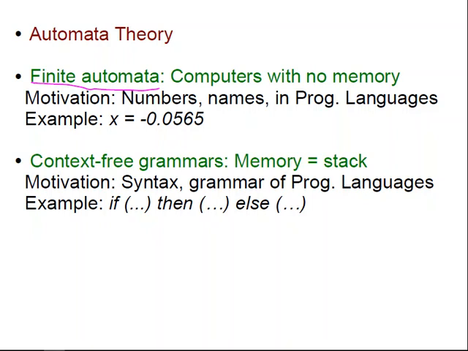So for example, x equal to minus 0.0565 is a valid expression in many programming languages, and someone has to check that this thing is typed correctly. Like for example, I did not type something like 0.0 plus minus 5. Okay, this will not make any sense. Okay, and the thing that checks this is a finite automata.